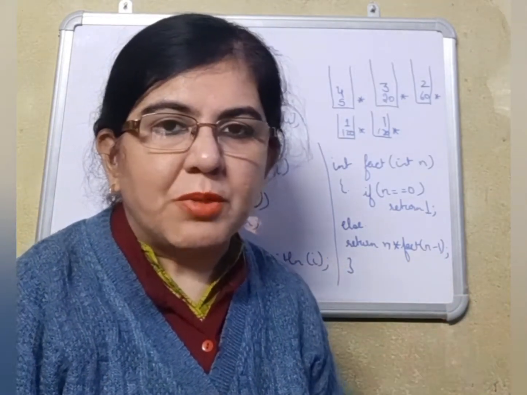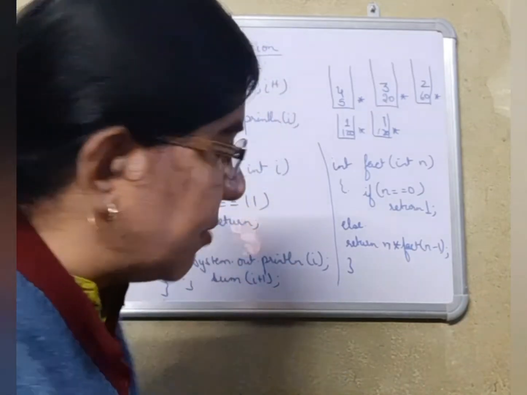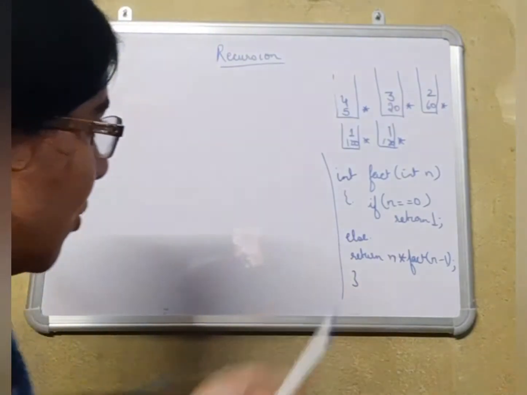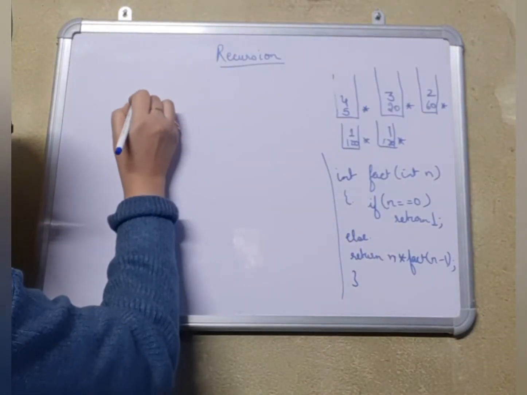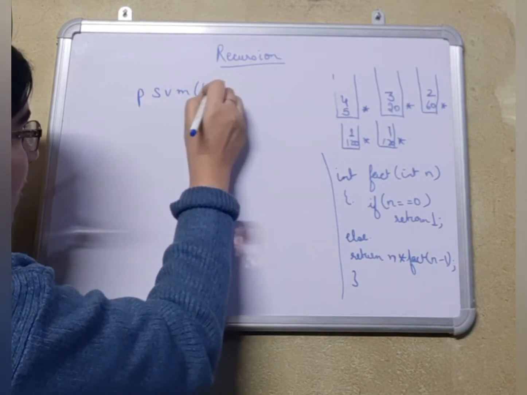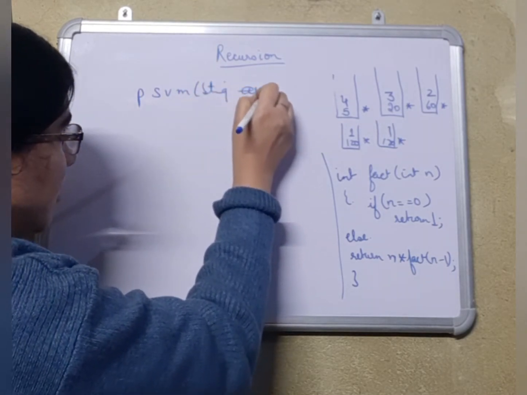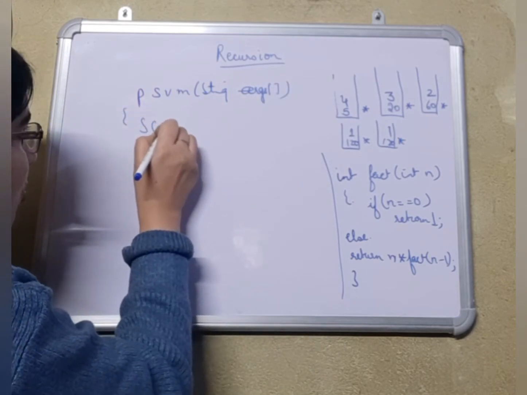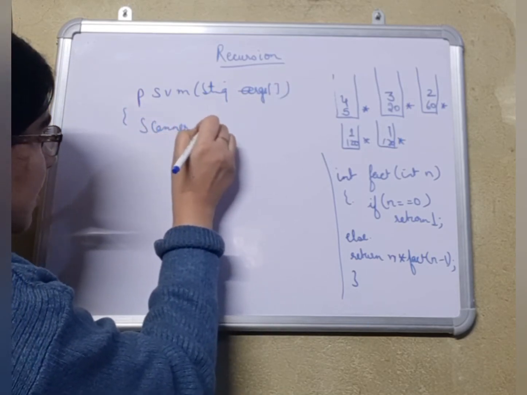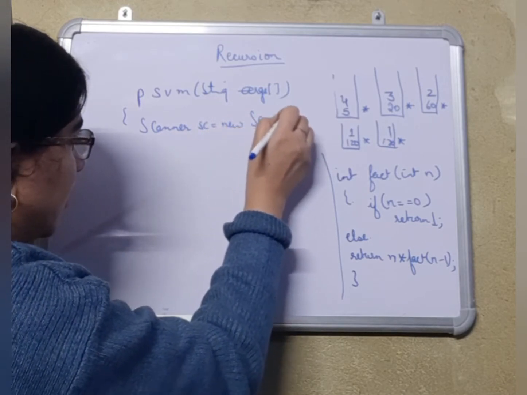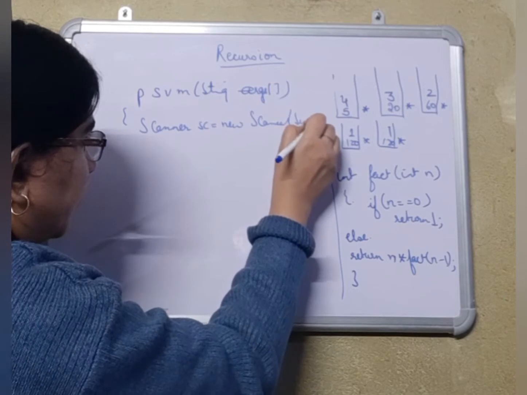Now most of you will be asking how to make main in such programs. So let's see how to make main in such programs. This factorial function, if I have to create public static void main, string args, I will be using Scanner in order to take a number from the user. New Scanner, System.in.